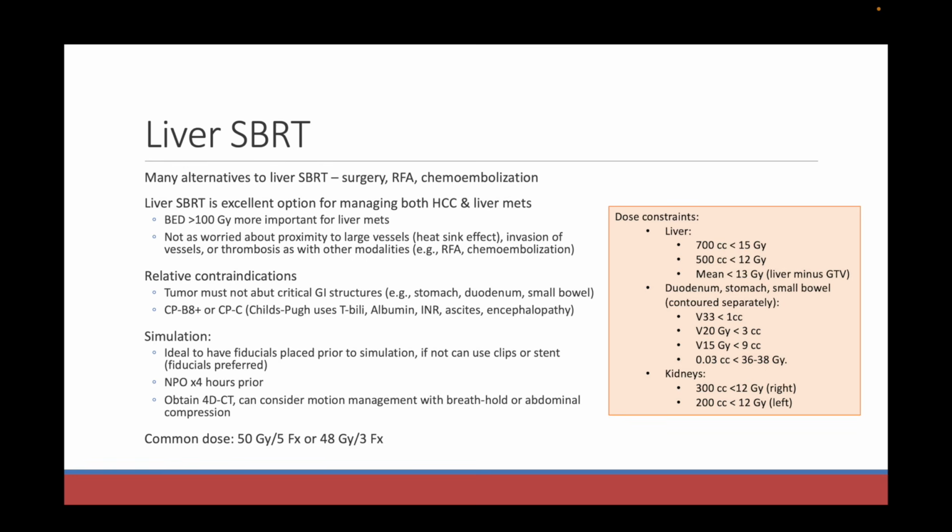Kidney dose constraint is 300 cc less than 12 Gy on the right and 200 cc less than 12 Gy on the left. And then the liver constraints that are most important to know: you want to keep 700 cc less than 15 Gy, 500 cc less than 12 Gy, and a mean less than 13 Gy. And this is your liver minus GTV. So if you remember any of these, remember 700 cc of the liver should be kept at less than 15 Gy, and your mean should be less than 13 Gy.